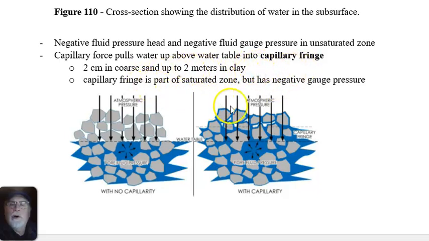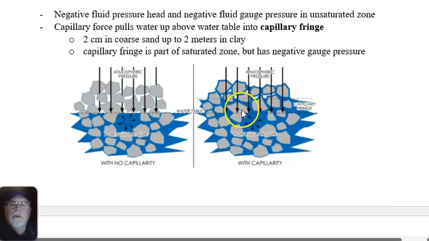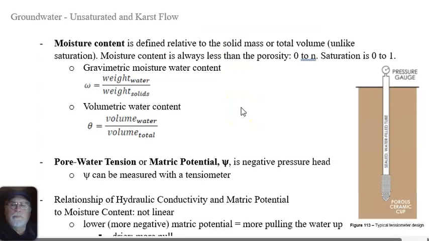Again, the capillary fringe is part of the saturated zone, but it has negative gauge pressure. So at the water table, it's in equilibrium with the air, so it has 0 gauge pressure. So if we have water above that, if you remember back to like the first or second video on hydraulics, we actually have a negative gauge pressure in the capillary fringe.